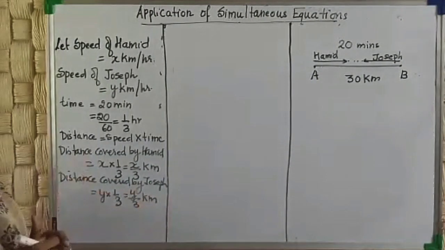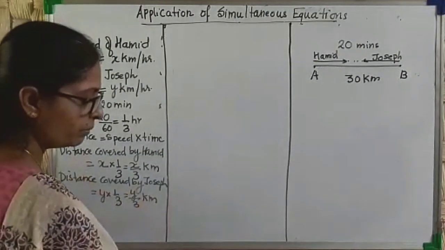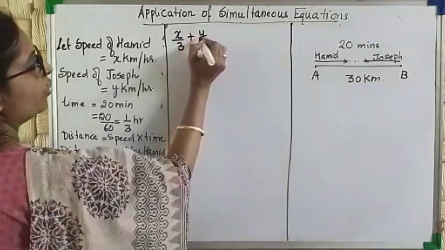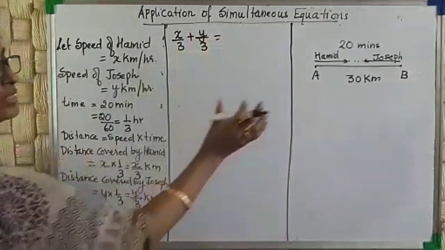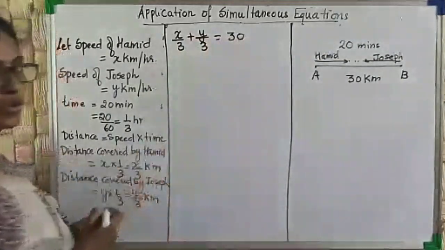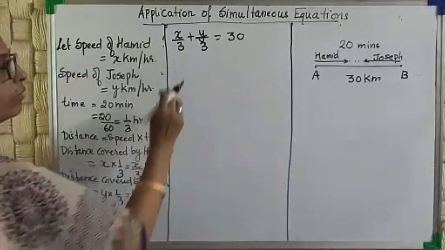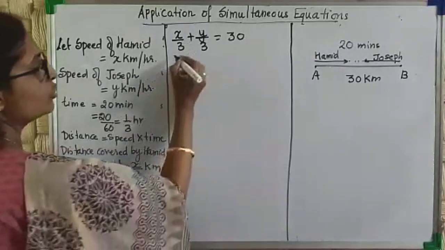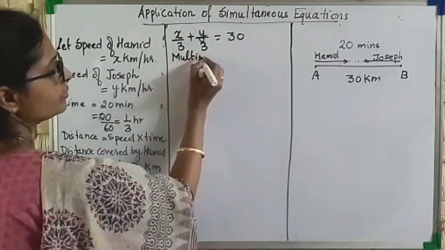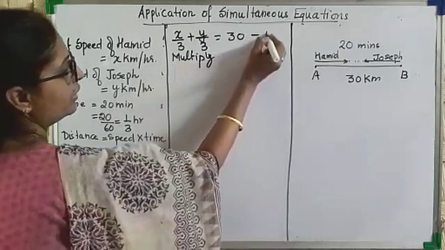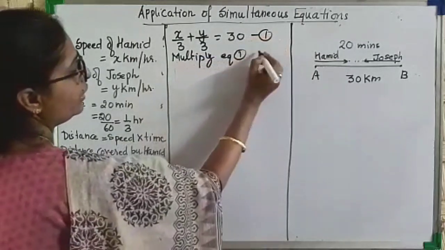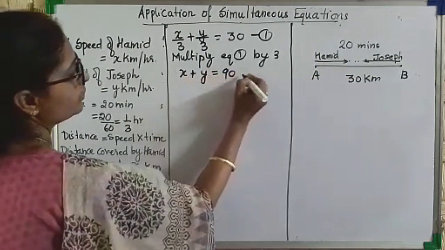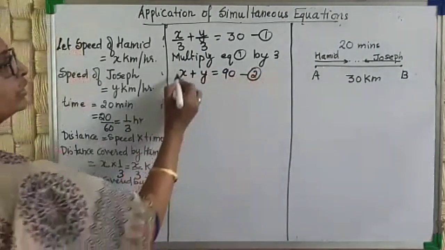Now according to the first condition, the equation framed will be x upon 3 plus y upon 3, and the total distance covered by both of them is 30. We can simplify this equation by multiplying the whole equation by 3 in order to eliminate the denominator. So multiplying equation 1 by 3, we get x plus y equal to 90. So here we have one equation.